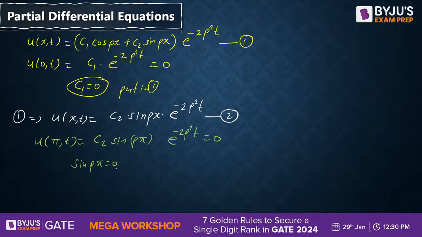If sine p pi is 0, it means this angle p pi will be n pi. So p will be equal to n. If you put p equal to n in equation 2, what are you getting?